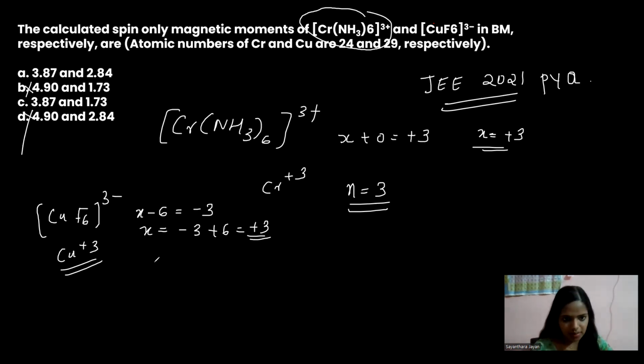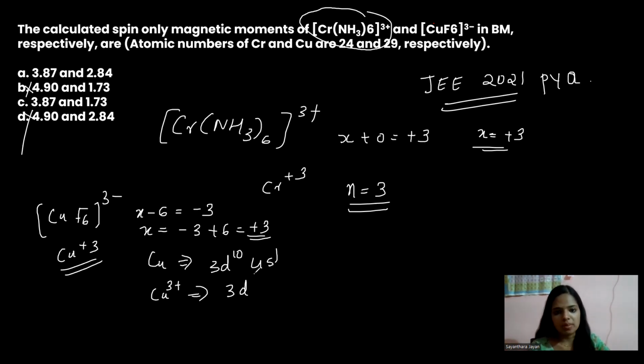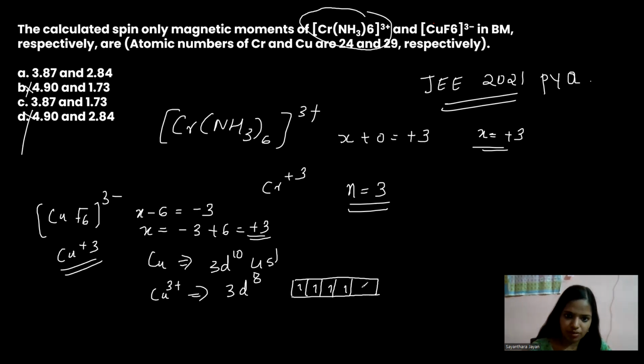So plus 3 oxidation state means, see, for copper we know the configuration is 3d10 4s1, right? For Cu3+, from the 4s, 1 electron is lost, and from the 3d, 2 electrons are lost, so it will be 3d8. Okay, 3d8. Now I'm drawing this subshell: 1, 2, 3, 4, 5, 6, 7, 8. Right?